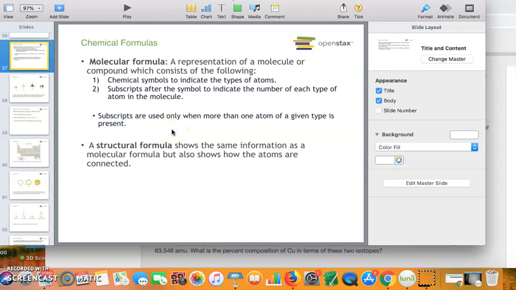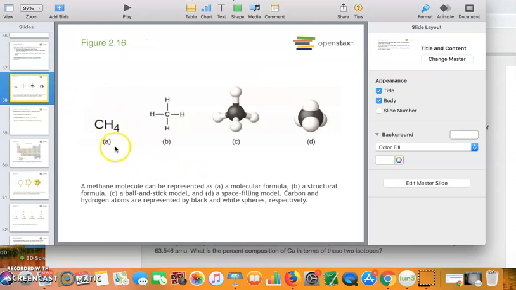So if you write the symbol, it means there's only 1 atom. If you need more than 1 atom for that element, then you're going to have to add a subscript 2, 3, 4, etc., however many atoms you have for that element. The structural formula shows you the same information as the molecular formula, but also shows how the atoms are connected. So here we're going to see an example of a molecular formula.